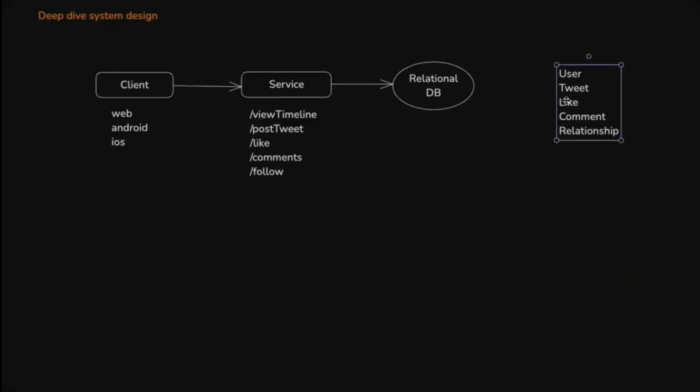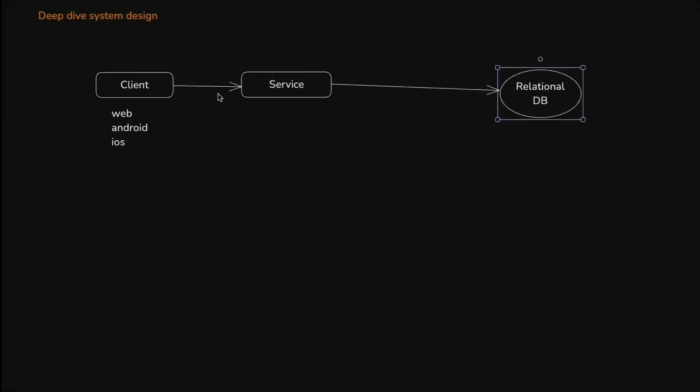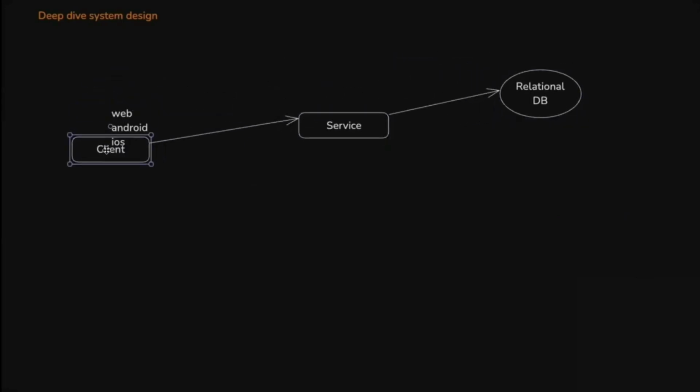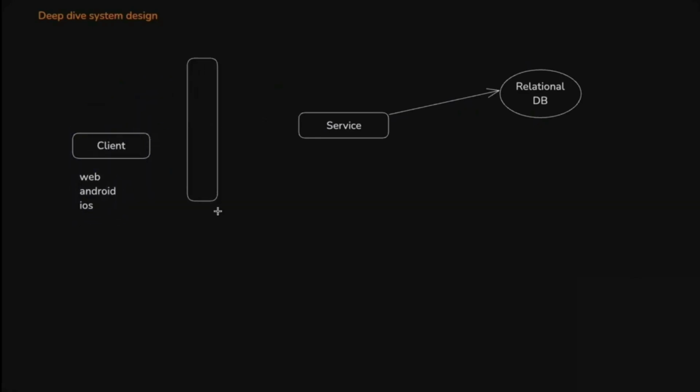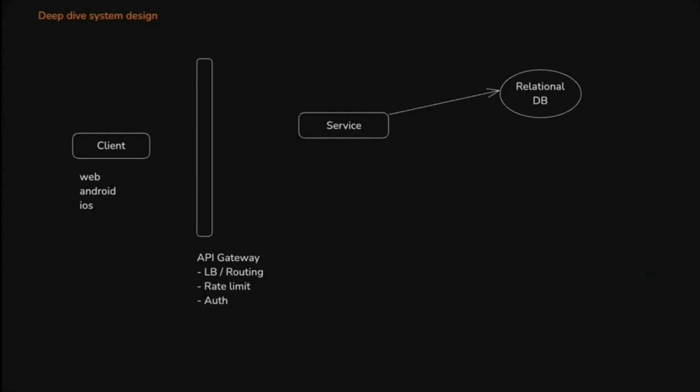So let me remove this and have the API gateway added here as we always do for deep dive. It would be the first interface for our clients to interact, and this API gateway would be serving for load balancing or routing if we are talking about the multiple microservices, and rate limiting, authentication and authorization.